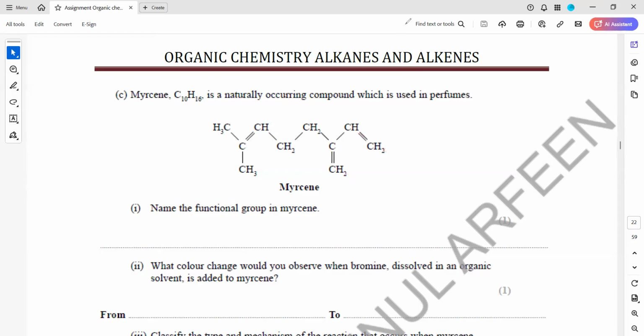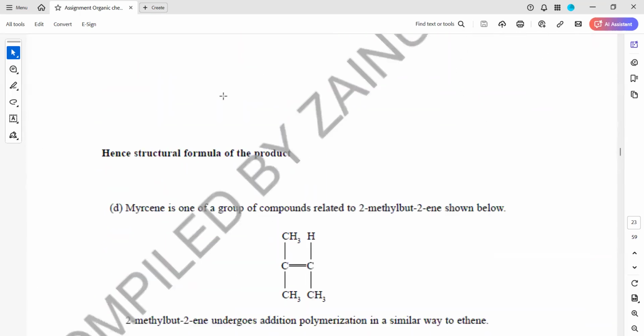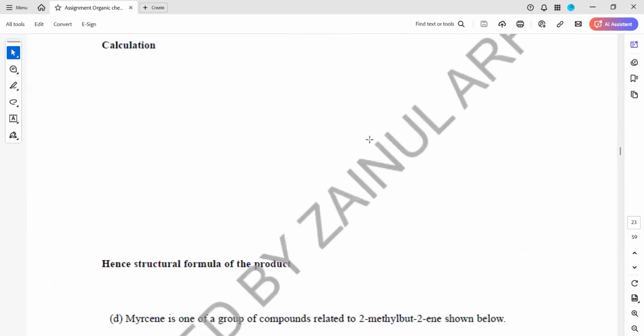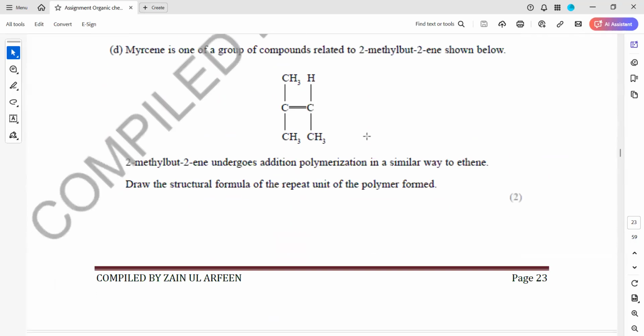So using a calculation, we worked out how many moles of hydrogen are reacting. Hence, draw the structural formula of the product. So the same thing we'll redraw, but without a double bond. Then a molecule related to 2-methyl butene undergoes an addition polymerisation in a similar way. Draw the structural formula of the repeat unit of the polymer. So we want to draw the repeat unit. So we just break the double bond.